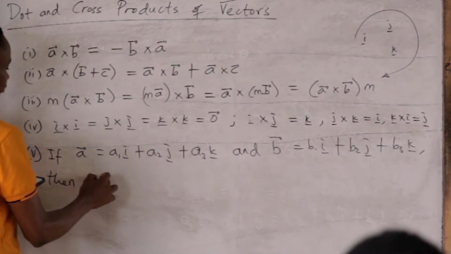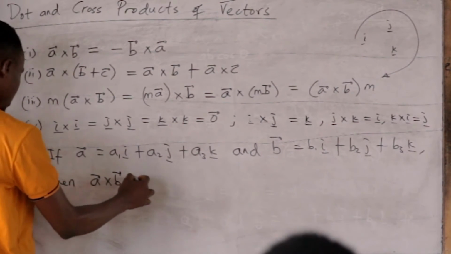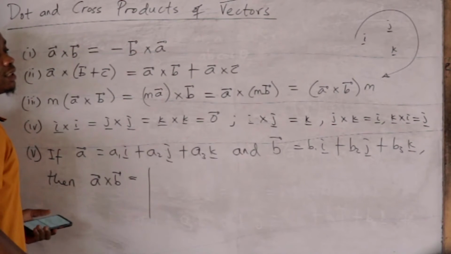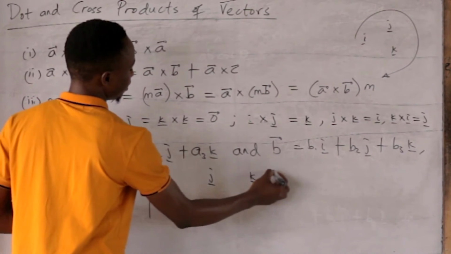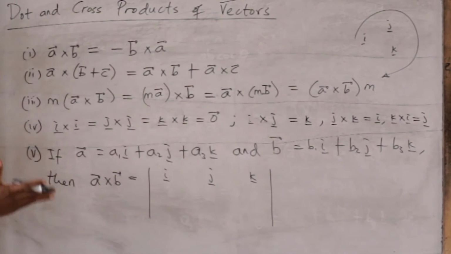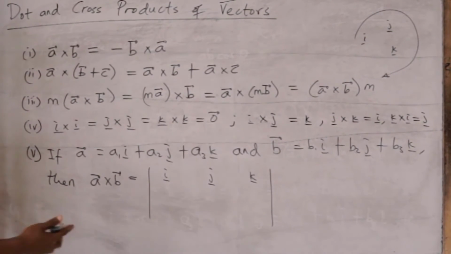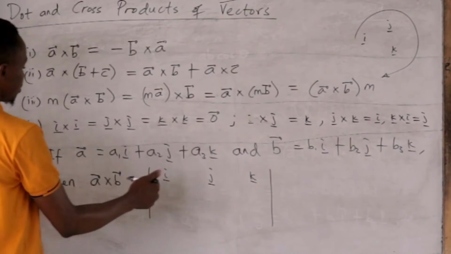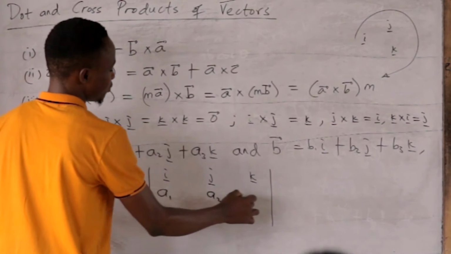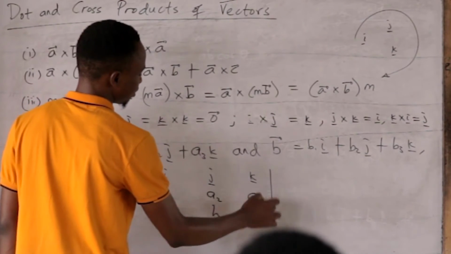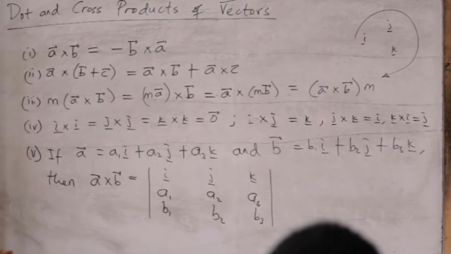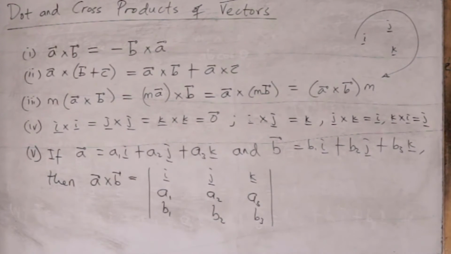A cross B is equal to, this is best found using the determinants approach. You get the determinant of i, j, k. Note that order is of importance, so I have to keep to the order. A comes first before B. So I'm going to put A1, A2, A3, and B1, B2, B3. If you remember the properties of determinants, when you interchange a row or column of a determinant, you multiply the determinant by -1.